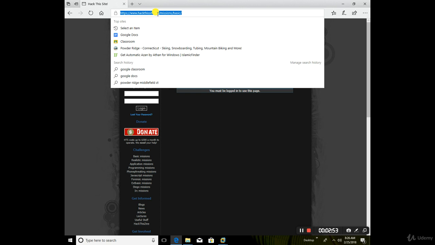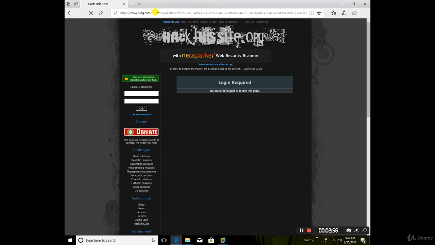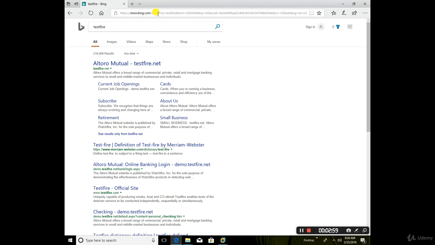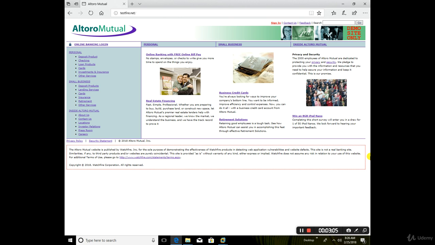And then the other one I wanted to share with you was Testfire. So Testfire is a lot of fun. It is a fake banking website. Okay, so up here it looks like a standard website from a banking standpoint. Down here is the disclaimer. This is a website published for the sole purpose of demonstrating effectiveness of products in detecting web application vulnerabilities and defects. This is not a real banking website. So the cool thing is you get to mess around here. And again, if you're going to create an account here, be very careful. Don't use your username and password because you don't know who's getting that on the other side.